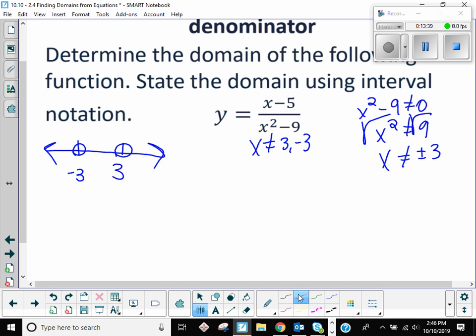So that's every number to the left of -3 will work. -3 breaks it. Between here works. Like if you tested out 0, it would work. 3 breaks it. And then everything past 3 will still work. There are 3 intervals there. So take a second, write your intervals, join them with some u's, and I'll give you a moment to do that.